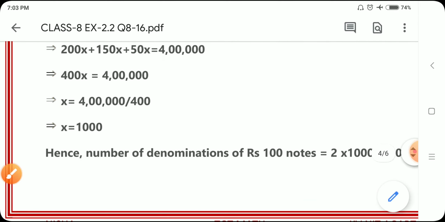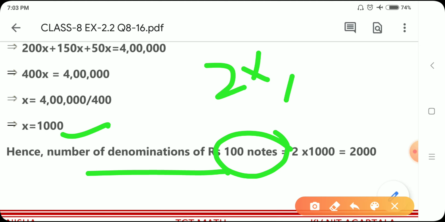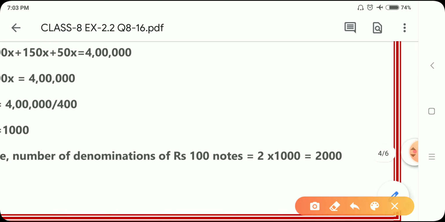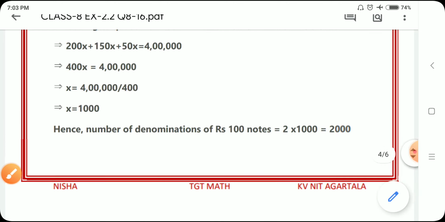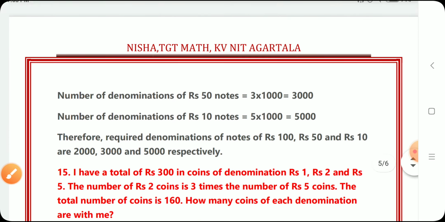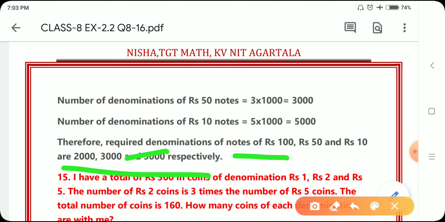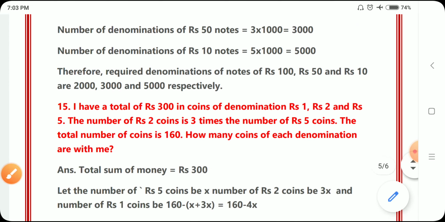Now putting the value of x in 2x, 3x and 5x, you will get 2 into 1000, 2000. So the number of rupees 100 notes will become 2000, rupees 50 notes will become 3000, and rupees 10 notes 5000. So therefore the required numbers of notes of rupees 100, 50 and rupees 10 are these. Okay. Question number 15.